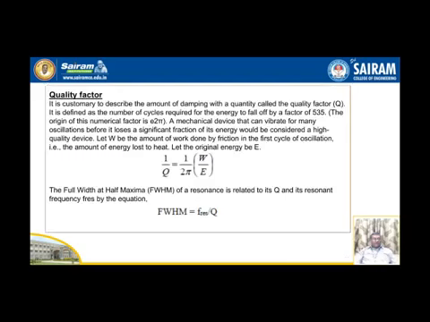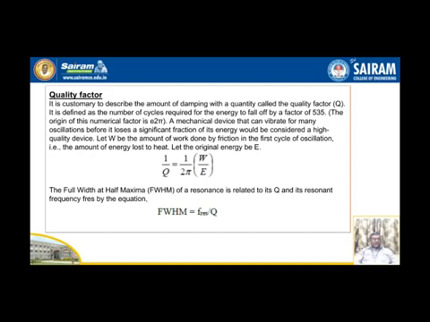Next, I am going to explain what is quality factor. It is customary to describe the amount of damping with a frequency called the quality factor denoted by symbol Q. It is defined as the number of cycles required for the energy to fall off by a factor which is equal to 535. A mechanical device that can vibrate for many oscillations before it loses a significant fraction of its energy would be considered a high quality device.